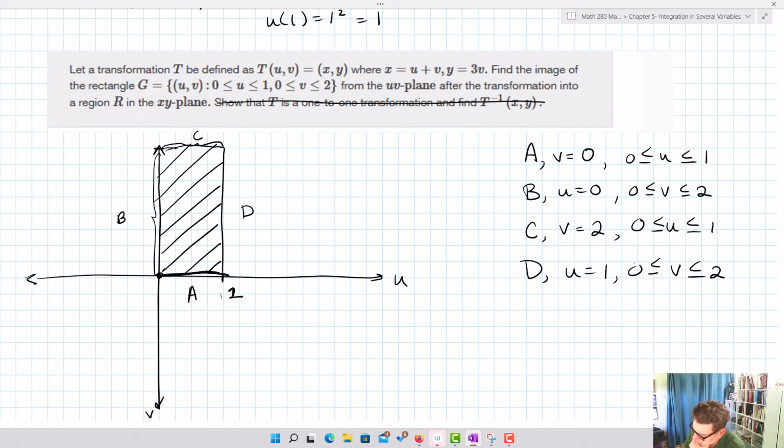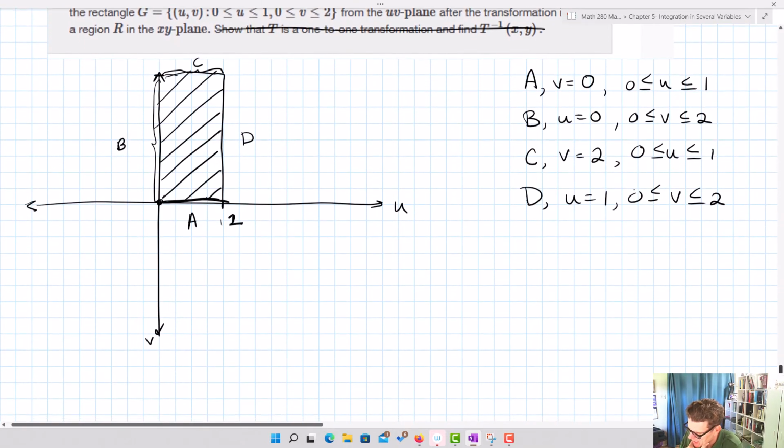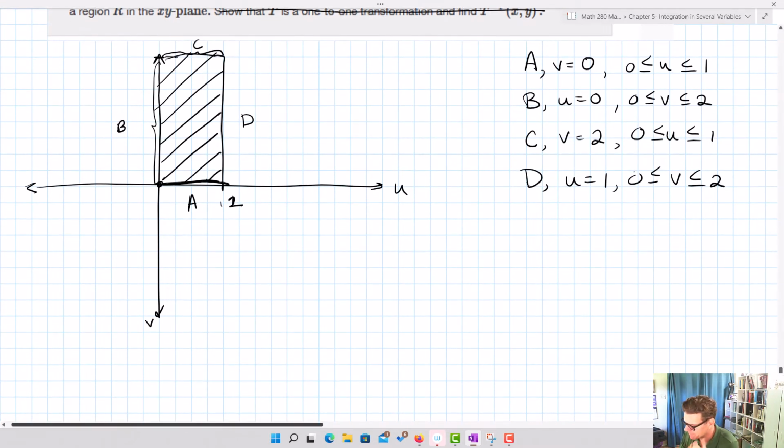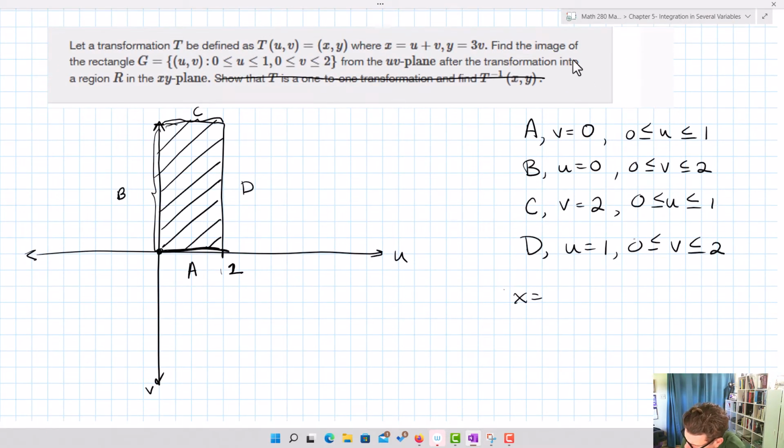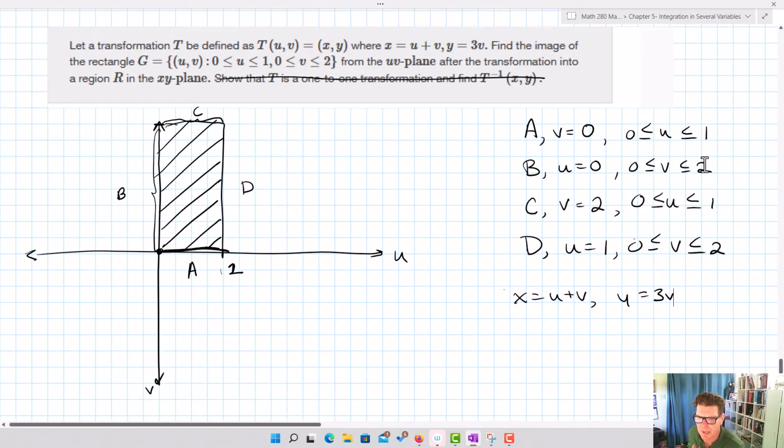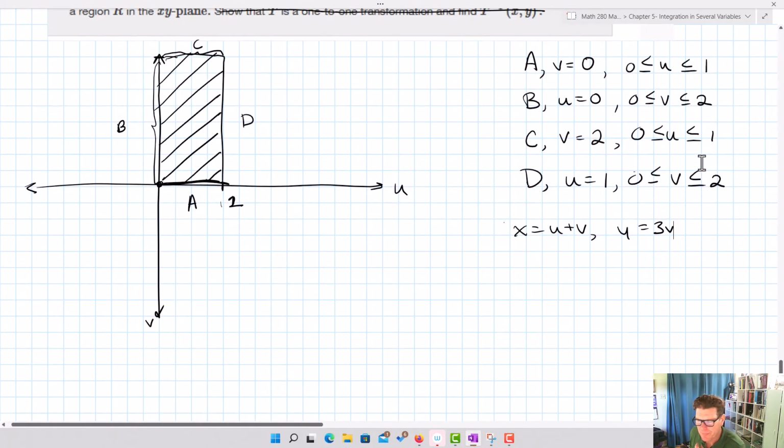So what we're going to do is transform A, B, C, and D. I'm going to do this kind of vertically, so we'll start out with A. Let me write my equations: I've got X equals U plus V, and Y equals 3V. So there's my transformation.